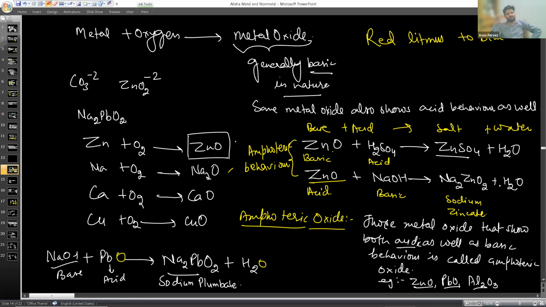We have written this in the previous class also, but you need to note it again because we shall be moving towards some important questions regarding this topic. So please note down that metals when they react with oxygen give metal oxide. Metal oxides are generally basic in nature. Note these reactions and write them down.